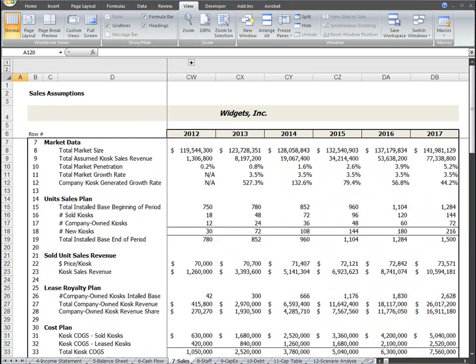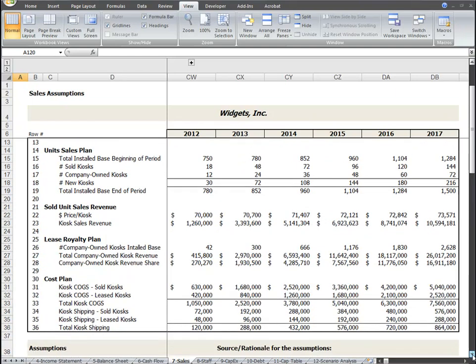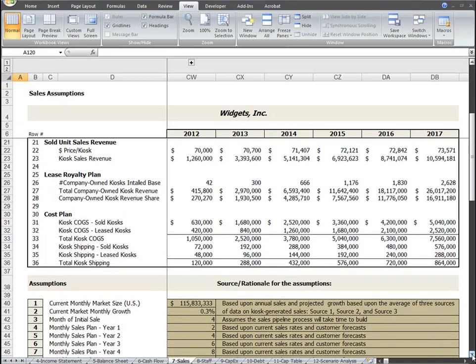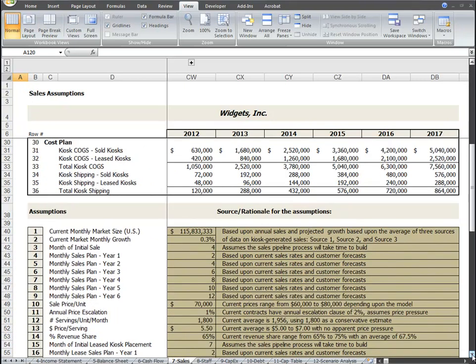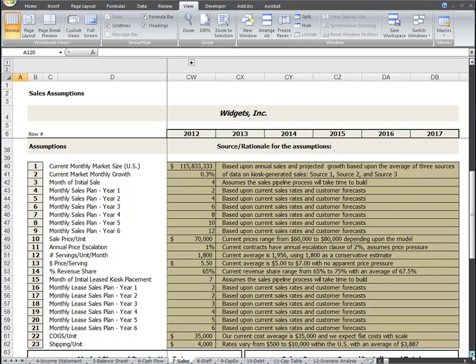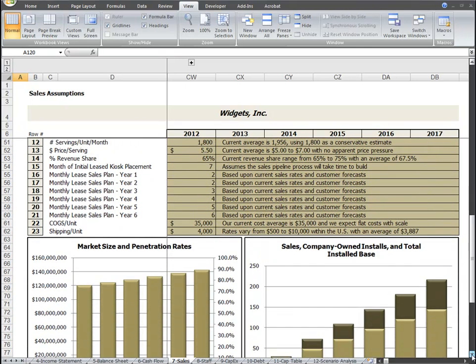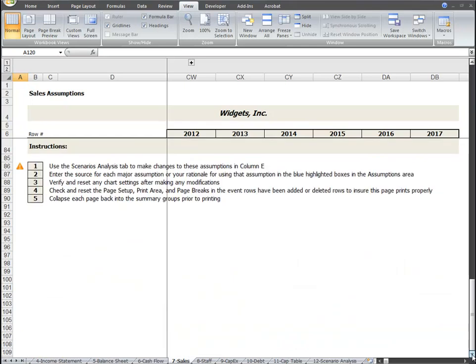First, let's give you a quick overview of the page layout. This page is set up with the market information at the top, then the unit sales plan, then the key revenue components, and then the direct costs driven by those sales. Directly below is the assumptions section that clearly lays out each assumption made. Two detailed charts in the instruction section are below the assumptions section.